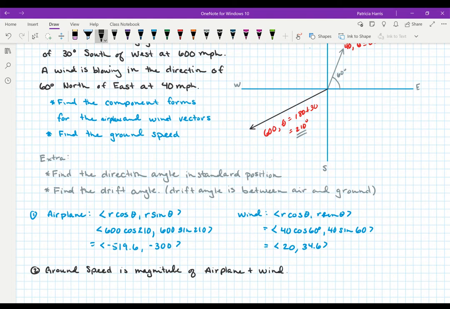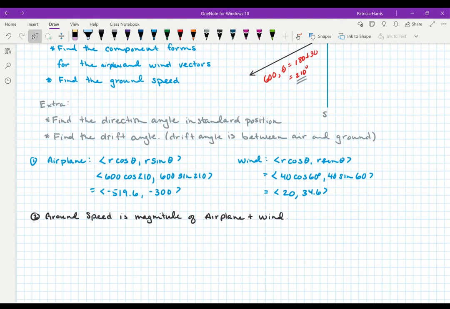Now, since we have the airplane and the wind in component form, we're just going to add those two together. So we're going to go airplane, which is negative 519.6, negative 300, plus wind, 20, 34.6. If we add those two together, that will give us the component form of our ground speed.